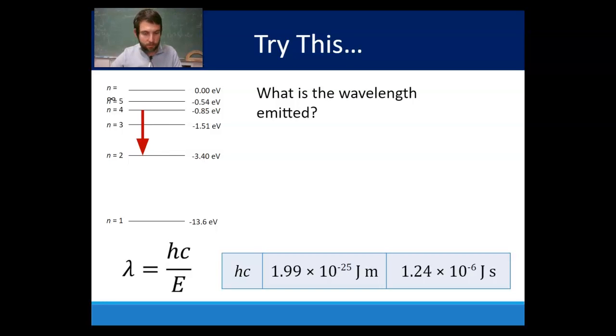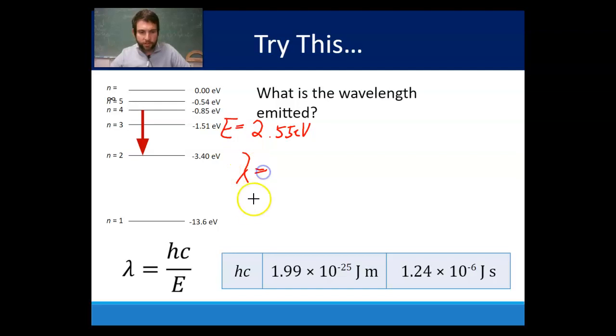All right. First thing I'm going to look for is this E. That's what my diagram is providing me. It's my change in energy. So my change in energy is going to be this negative 0.85 minus negative 3.4. Minusing a negative is adding a positive. So we get 2.55 electron volts. That is going to be our change in energy.